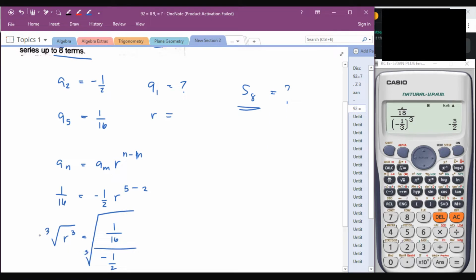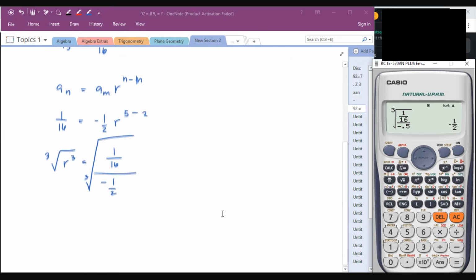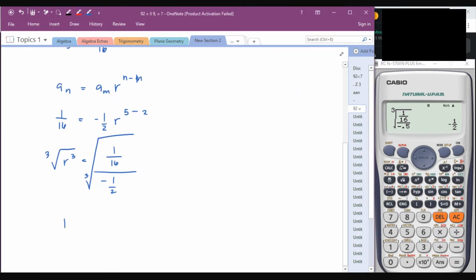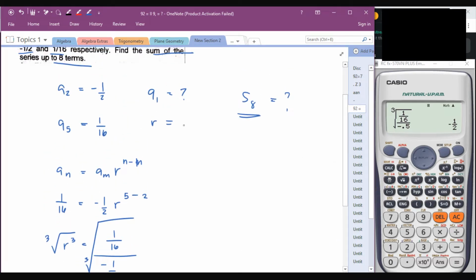Okay? Same process. If ganito, 1/16 divided by negative 0.5, kasi 1 half is 0.5 eh. The answer is negative 1 half. Yung R mo dito is negative 1 half. We can now find yung A1, kasi kailangan natin sa sum ng terms eh. Hindi natin alam si A1.